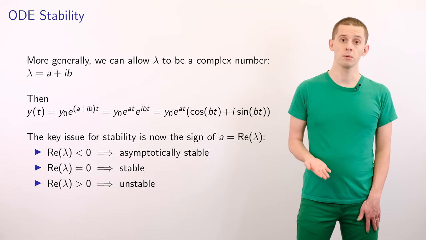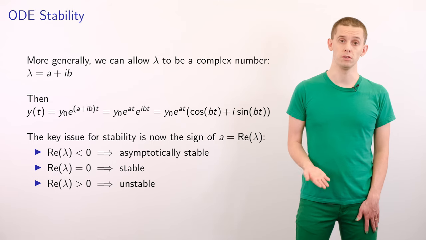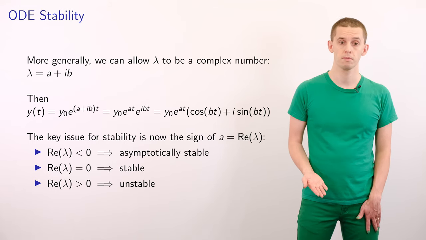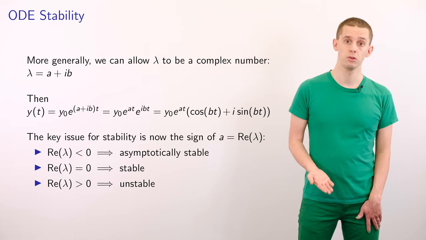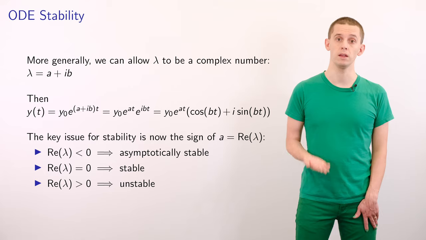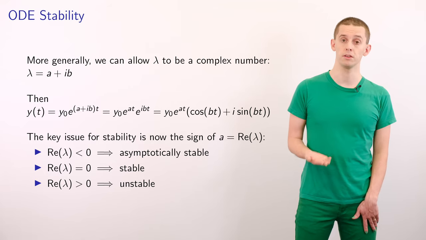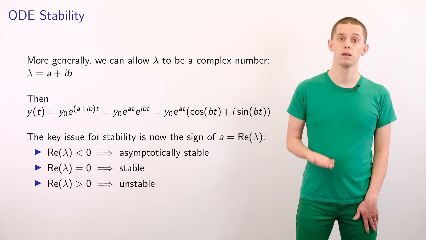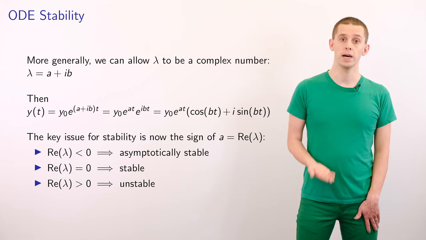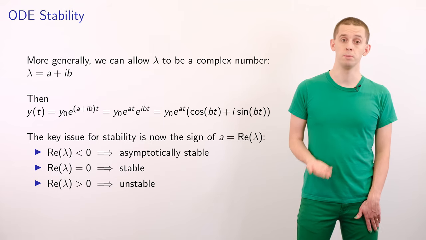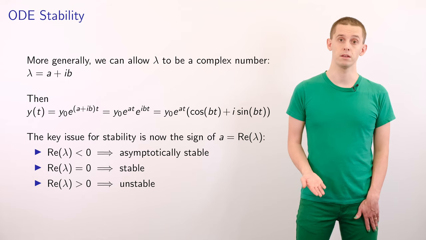We can generalize this now to the case when lambda is a complex number. So let's suppose that lambda equals a plus ib, where a and b are real numbers. In this case, our general solution would have the form y of t is equal to y0 times e to the (a plus ib) multiplied by t. And we can write that as y0 times e to the at times e to the ibt. And the e to the ibt term can be expanded as cosine bt plus i sine bt.